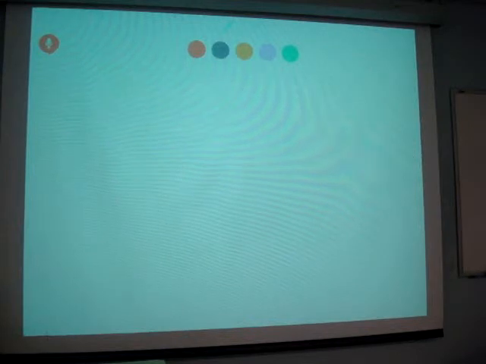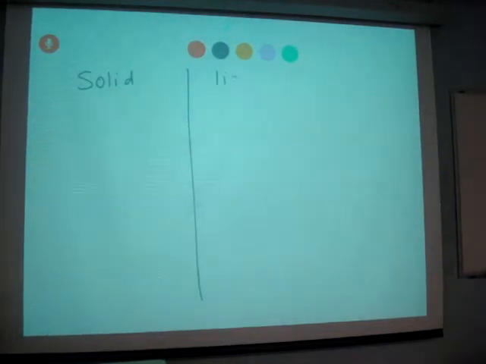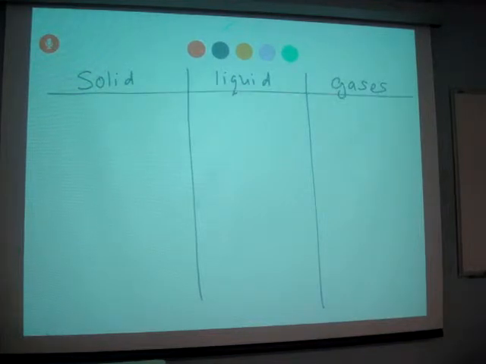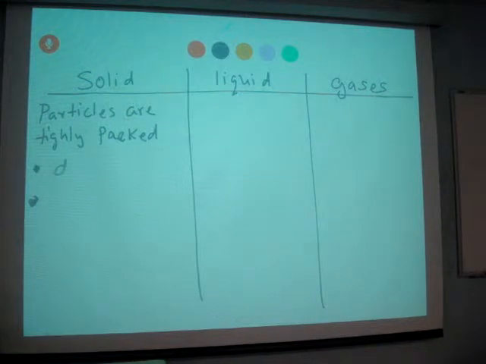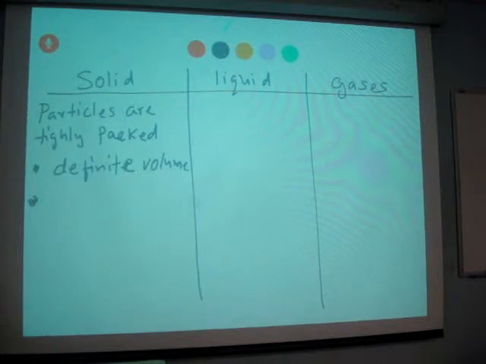Okay, so let's start with solid, liquid, gases. Solid, we know that the particles are tightly packed, right? So particles are tightly packed. It has a definite volume and shape. So I would say if this is tightly packed, it means it has definite volume and definite shape.